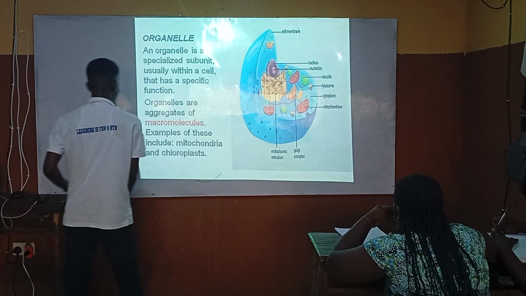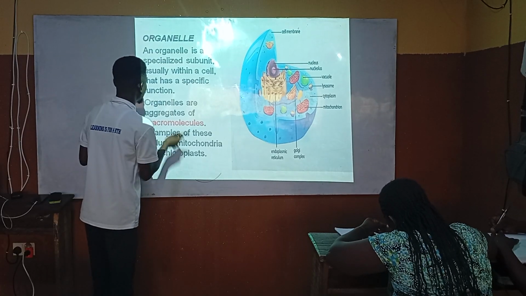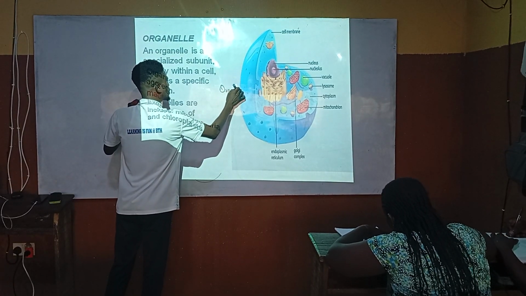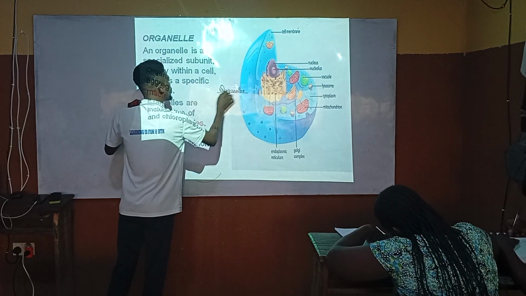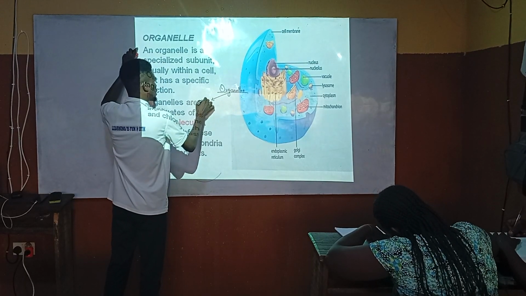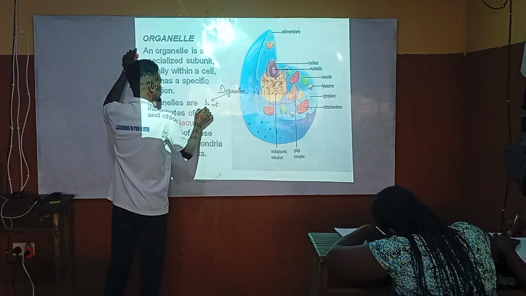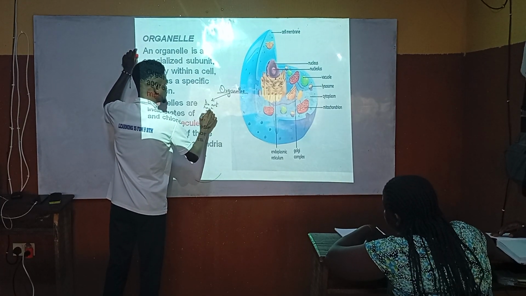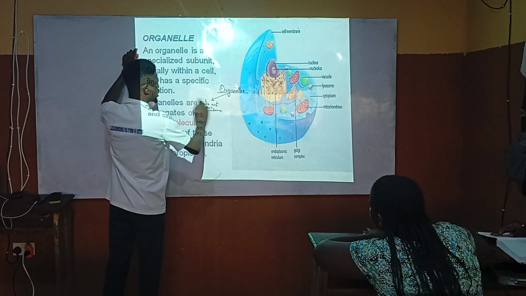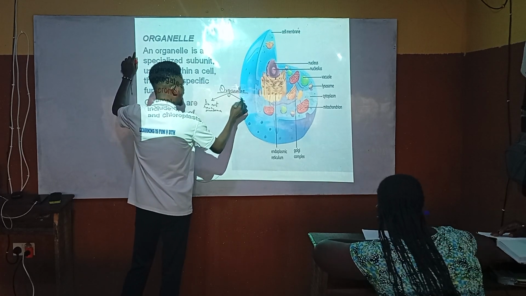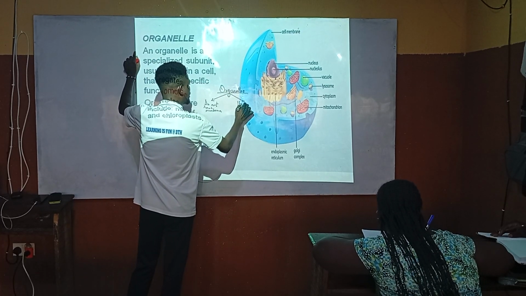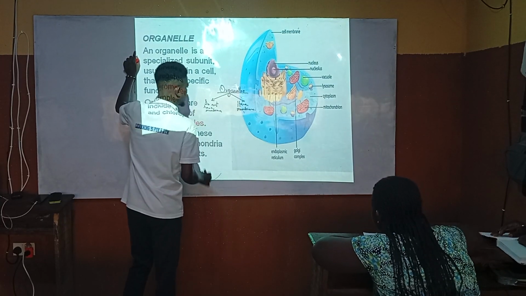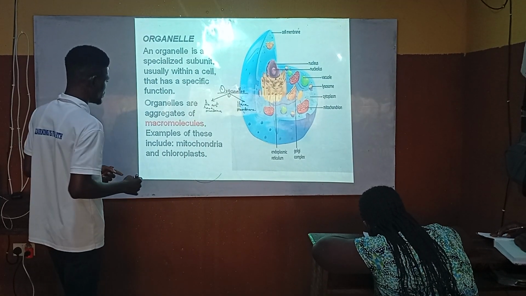Now, before I go to the next slide, let me just add this to what I've written for you guys. Organelles can be of two types. We have some organelles that do not have membrane. That means there is nothing covering them. Then we have some that have what? Membrane. Organelles without membrane and organelles with what? Membrane.